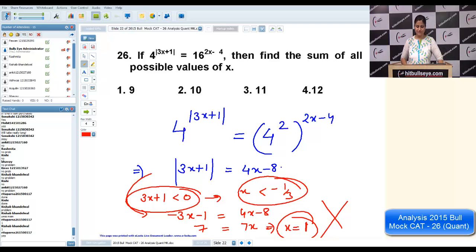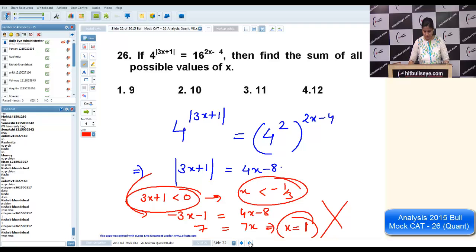What is the question asked? Find the sum of all possible values of x. This is not 9 plus 1, rather it will be 9 only, because one case is rejected. Otherwise this question was very easy. Is it okay now, Rishabh? Okay.